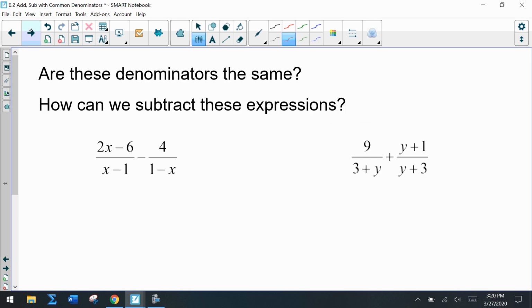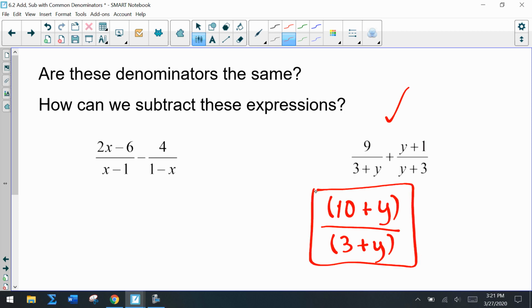Okay, last two. Let's look at these two. And I want us to look at both of these first, and I want you to tell me whether or not the denominators are the same. So for this first one, we have x minus 1 and then 1 minus x. And then for the next one, we have 3 plus y and then y plus 3. These are the same. These are a common denominator, so right away we can just add 9 plus the 1 to give us 10 plus y over 3 plus y, or y plus 3. Either way works.